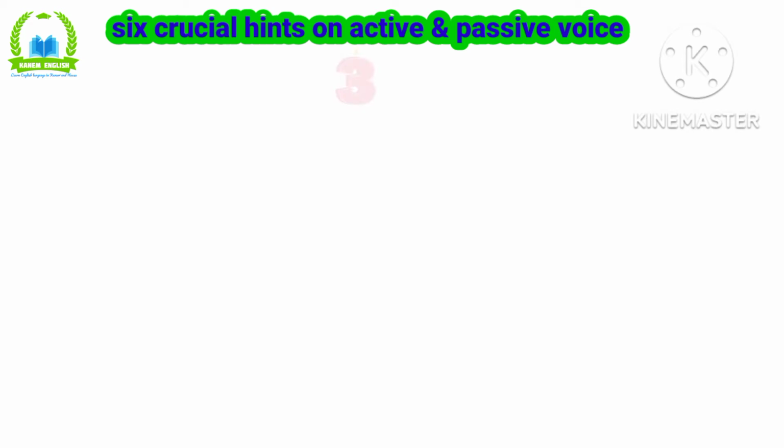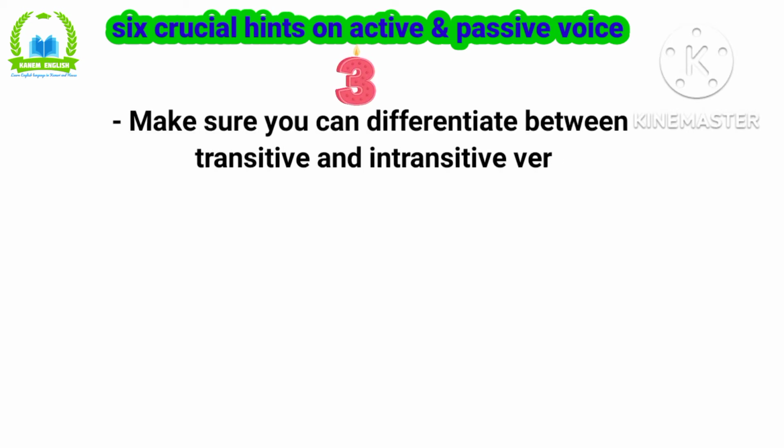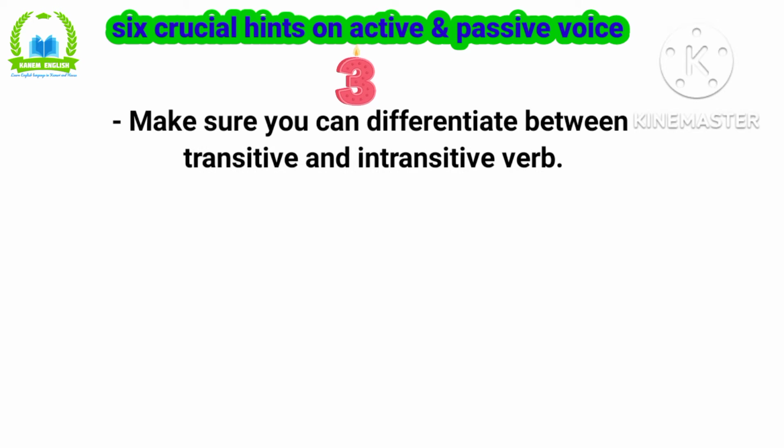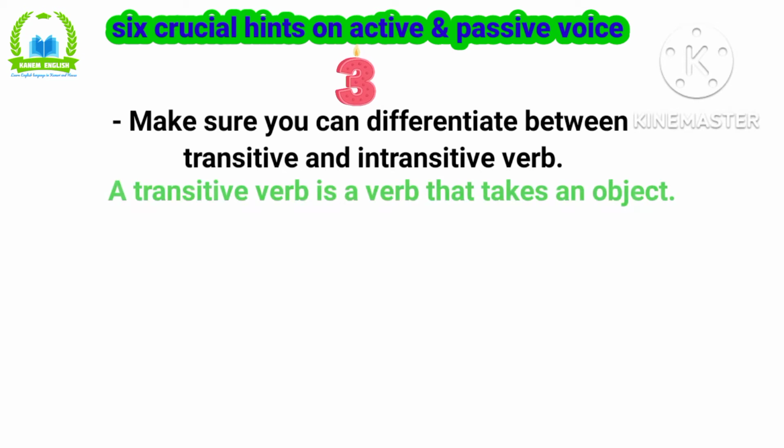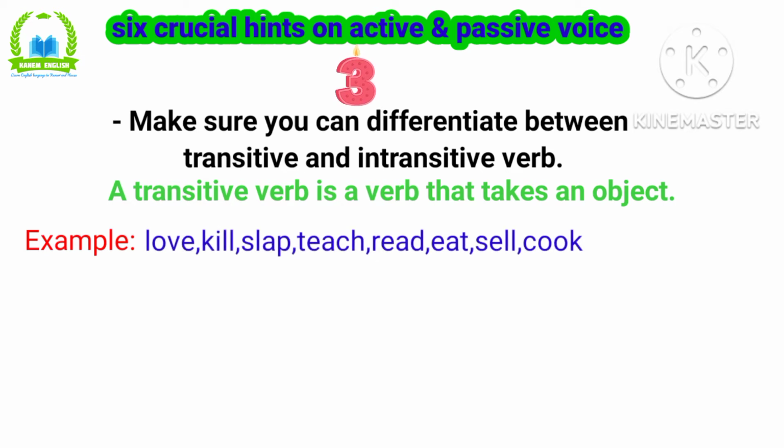Then hint number 3. Make sure you can differentiate between the transitive and intransitive verb, because these are the verbs we use when switching the active voice to passive voice. A transitive verb is a verb that takes an object. Example, love, kill, slap, teach, read, eat, sell, cook. All these are transitive verbs that take an object.